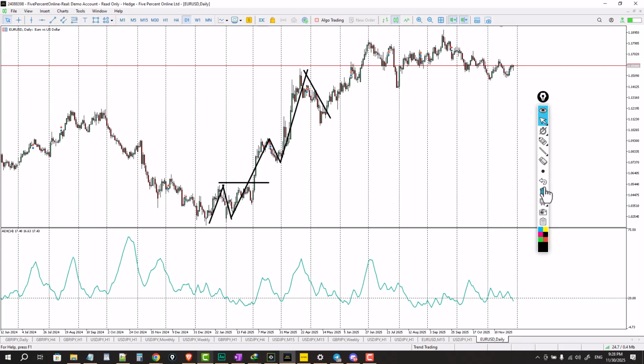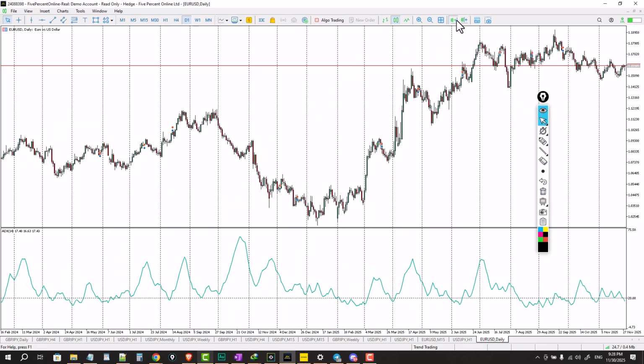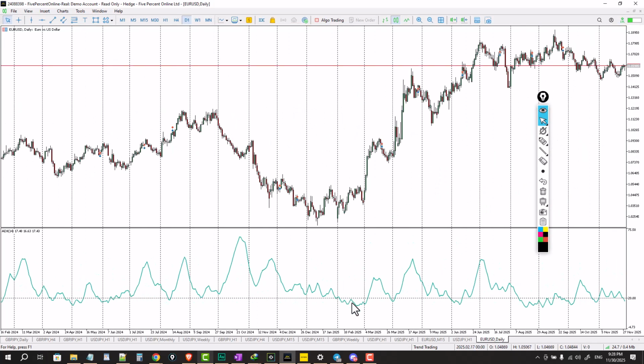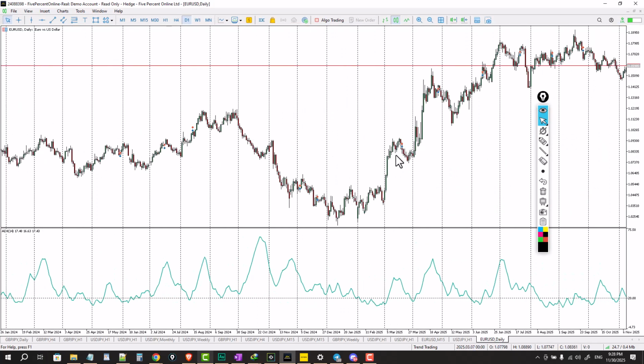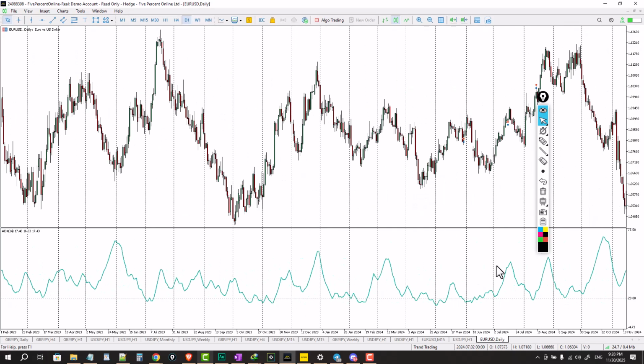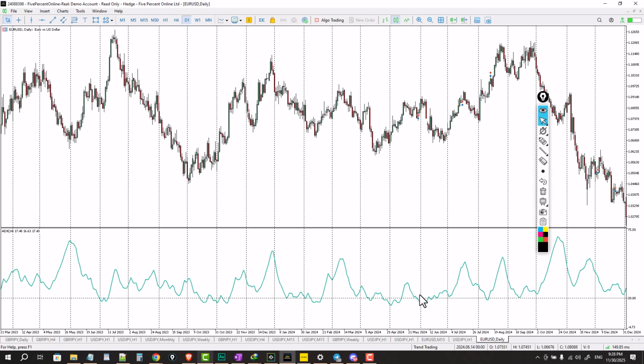Well, what they do is add the ADX indicator onto their chart, and then they wait for the ADX blue line to go below the dotted line, which is the 20 level. Why do they wait for it to go below that line?